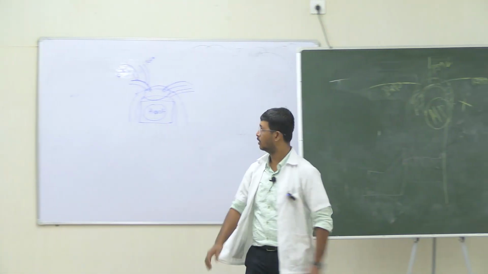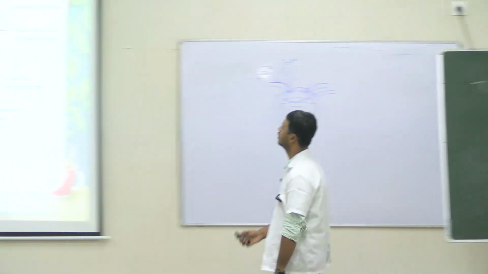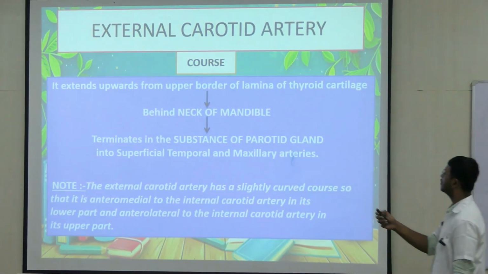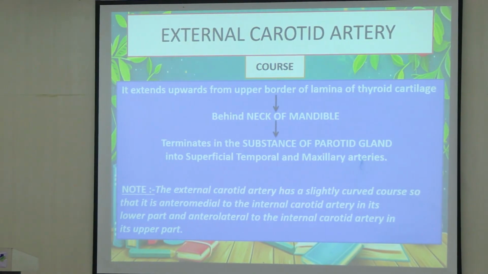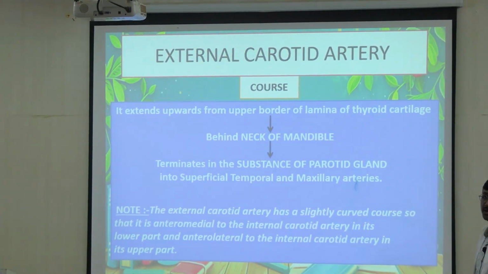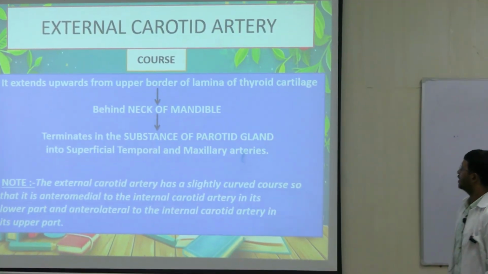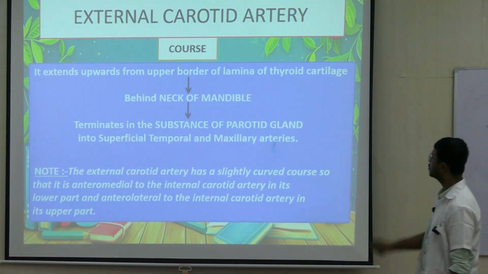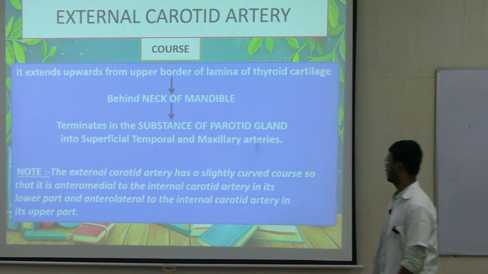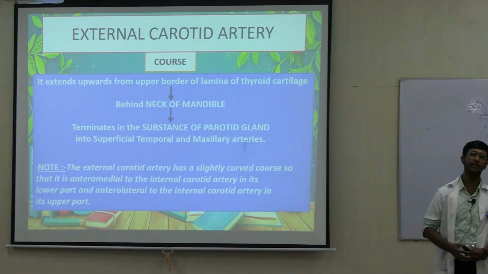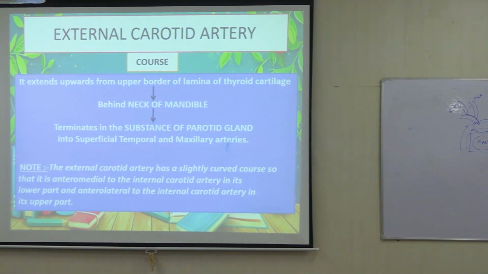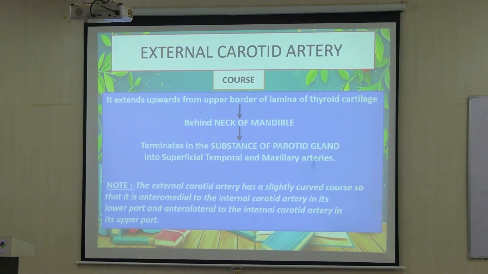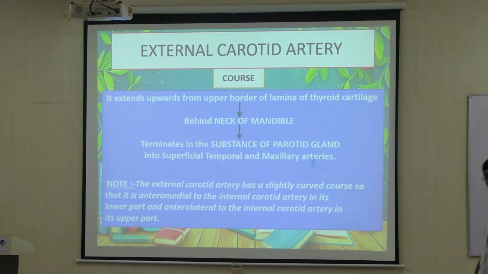Okay, so now coming to the external carotid artery, it extends from the upper border of the lamina of the thyroid cartilage to behind the neck of the mandible. And it terminates in the substance of the parotid gland, into your superficial temporal and maxillary artery. So basically we were talking about how the common carotid artery divides into these two branches, external and internal carotid artery, at the upper border of your thyroid cartilage.